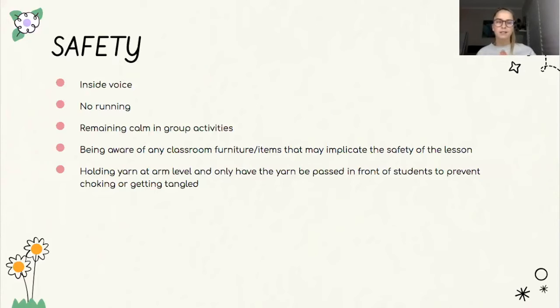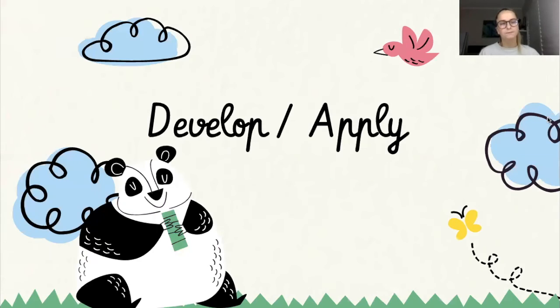The activity that we are going to do today is going to require a lot of room, so we'll need to move lots of furniture out of the way so that children can get interactive and not have the danger of any furniture. And lastly, holding yarn at arm level and only having the yarn be passed in front of students to prevent choking or getting tangled.